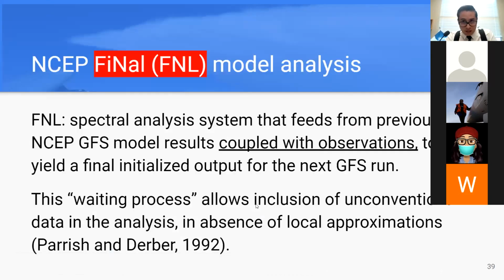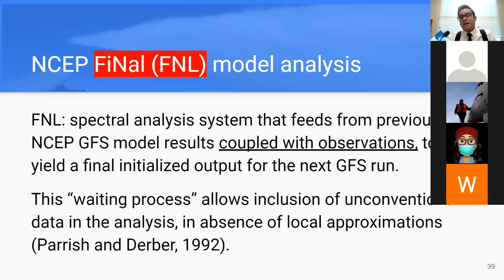So now that we have seen the local characteristics, we can see the large-scale characteristics with the NCEP FNL model analysis. So what is FNL? FNL is a spectral analysis system that starts from previous NCEP GFS model results, but it couples it with observations to yield the final initialized output for the next GFS run.